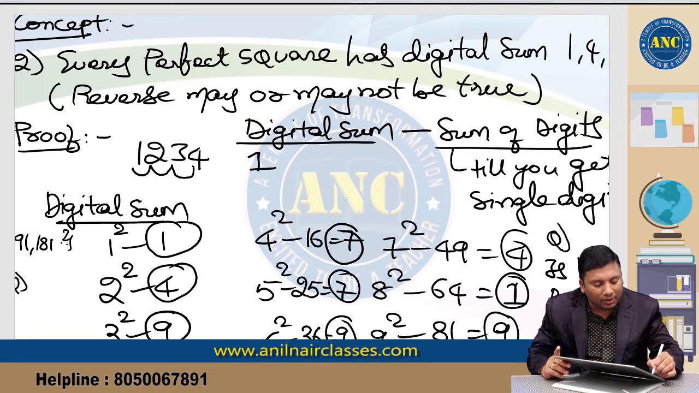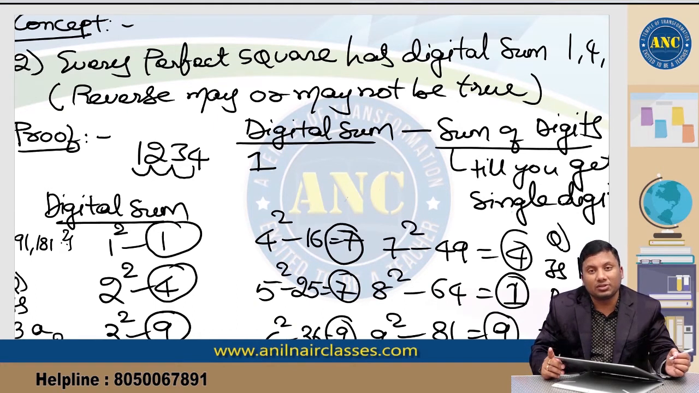Suppose for example, is 13 a perfect square? 13, what is the digital sum? 13 digital sum is 4. But is 13 a perfect square? 13 is not a perfect square because 13 is ending with 3. If a number is a perfect square, it should never end with 2, 3, 7 or 8.